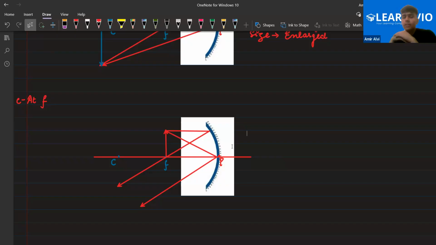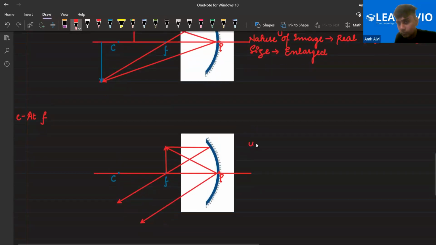In this case, the image will be formed, but at infinity. In the ninth class, you must have heard this line: parallel light rays meet at infinity. Have you heard this in the lines and angles chapter, 9th class, 6th chapter, the property of parallel lines? We don't know at which point they meet, it might be possible that they are meeting, that's why we say at infinity. So that means the image will be formed at infinity. Is that clear? At F, V is at infinity.